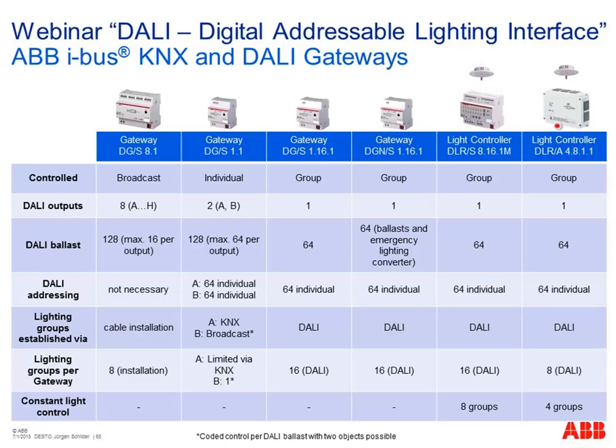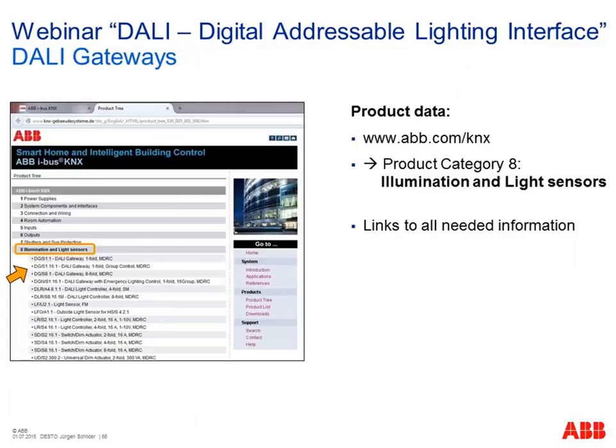And similar is our light controller DLR/A, which is not a DIN rail component. It's possible to install it, for example, in a false ceiling or decentralized in a room. The limitation here is that we have a maximum of 8 groups, and the first 4 groups can be used for constant light control. Good, so far a small overview.